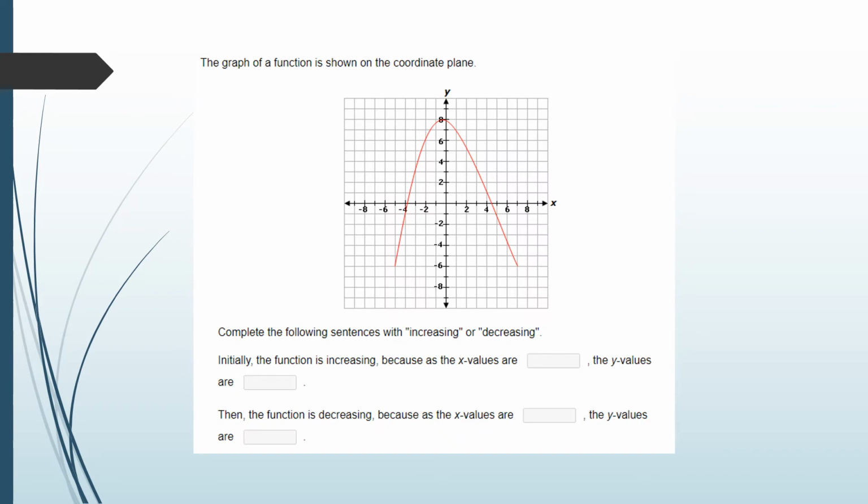The graph of the function is shown on the coordinate plane. So initially the function is increasing because the x values are, okay, let's see. So it's going up. This is when it increases. The x values are increasing. And the y values are going from down here, going up. So they are increasing.